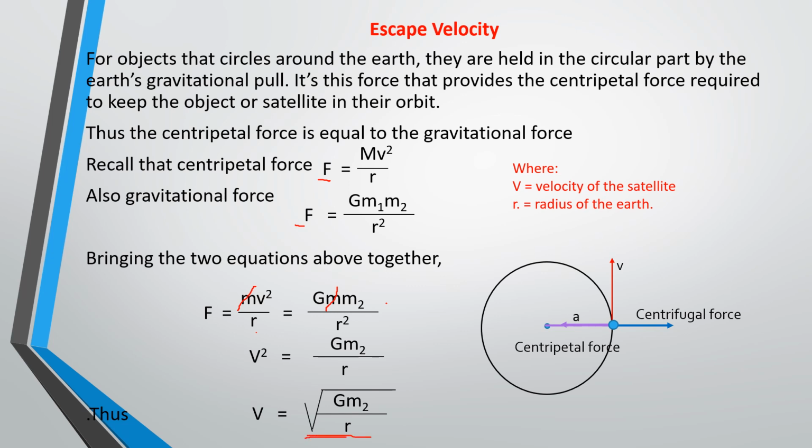This equation gives the velocity that keeps the satellite moving around the Earth. If you are asked to calculate the velocity of a satellite orbiting the Earth, this is the equation you will use. Take note of this equation. This is not escape velocity, please don't get it twisted. This is the velocity of the satellite that is orbiting the Earth.